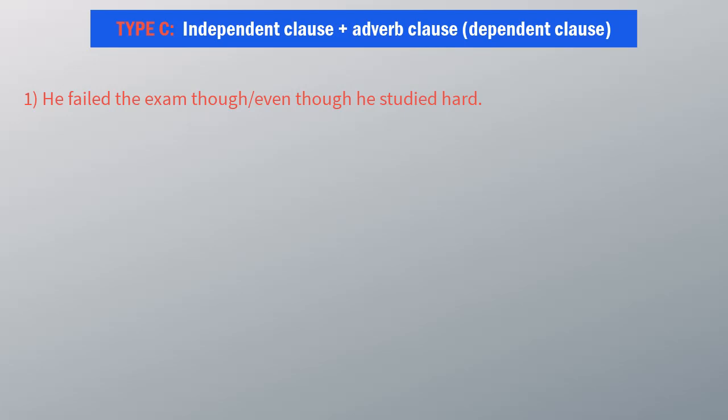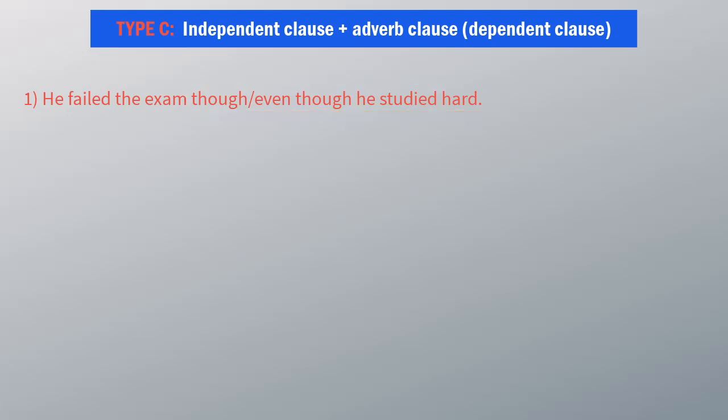That's a different story. Okay. Example number 1. He failed the exam though he studied hard, or he failed the exam even though he studied hard. The dependent clause is giving information about the main verb in the main clause. He failed the exam even after he studied hard, giving information about it, right?